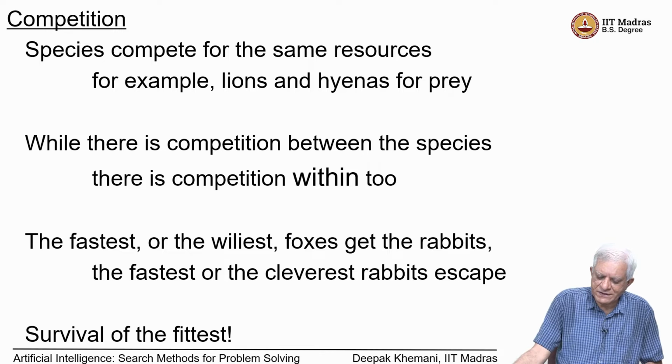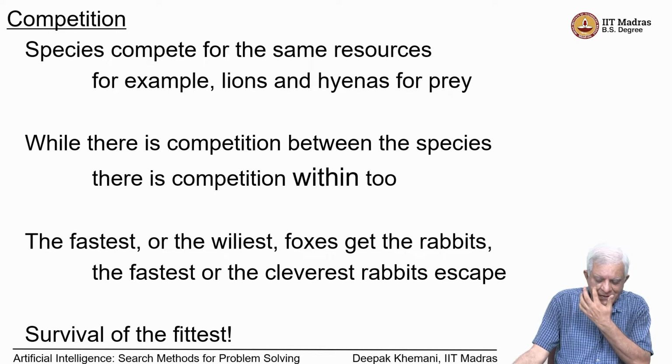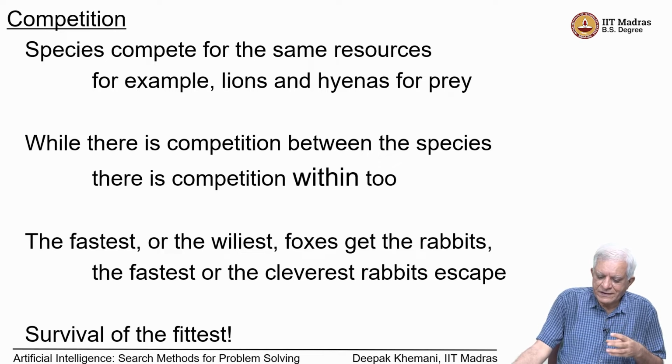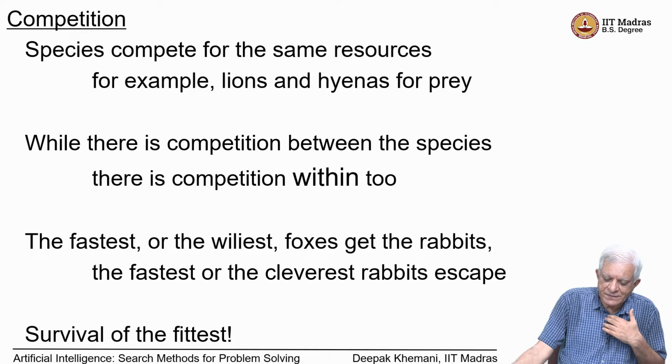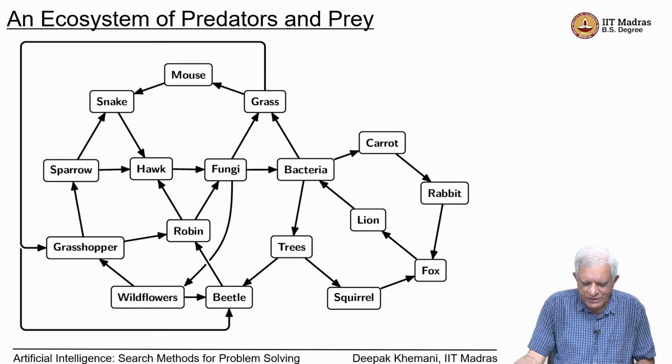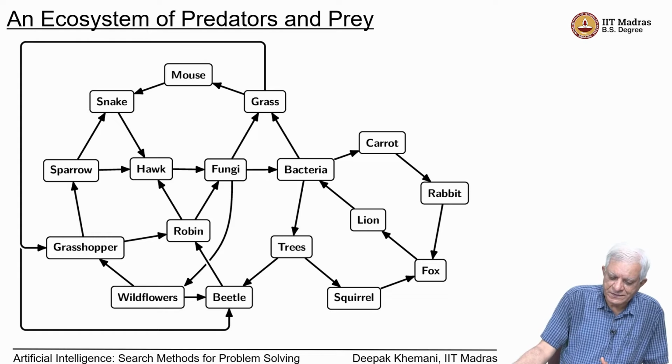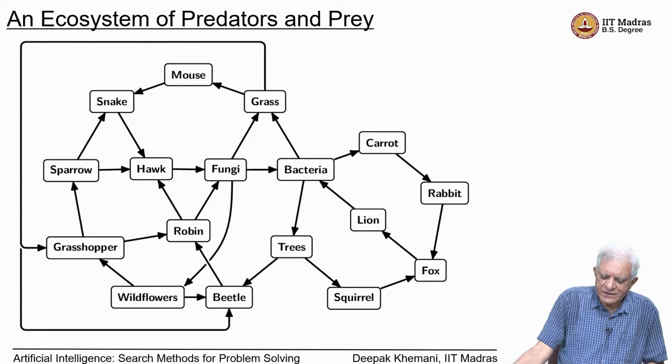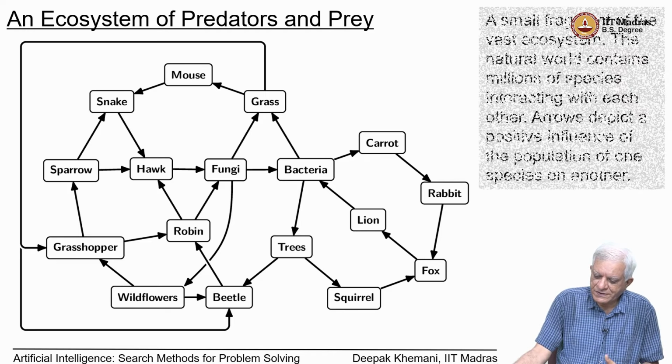So, there is a constant competition going on within the species, that each species is trying to become better, and within each species it is trying to become better because the individuals which are fitter tend to survive essentially. And it is this competition to produce better designs, if you want to think of nature as producing better designs, that we want to simulate in our algorithms.